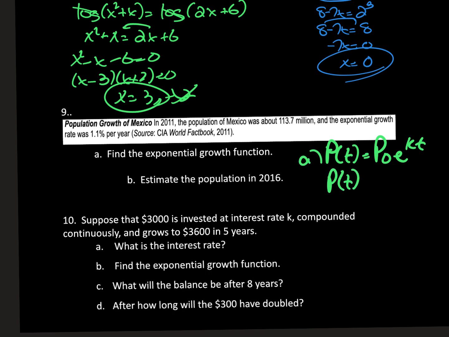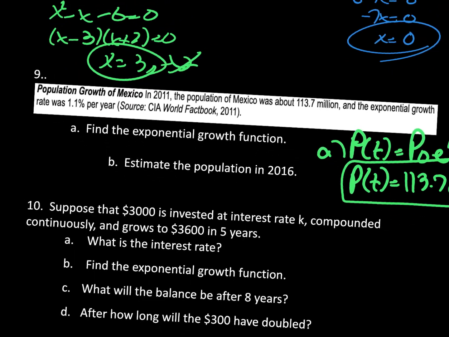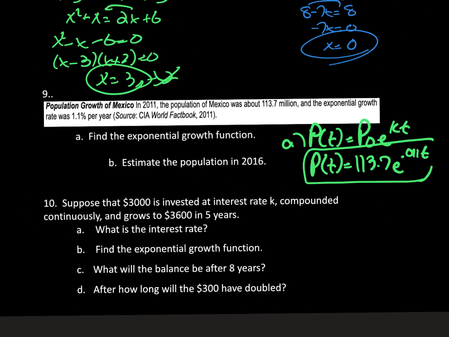So I'm going to say, okay, the initial population was 113.7, remember that's million, equals the rate is 1.1%. So I'm going to change that to 0.011 and then t. Okay, so that's the answer to part A. That's the function right there. And then part B, just going to want you to use that function. So what was population in 2016? Well, we started in 2011, so 2016 is 5 years later. So I'm going to put 5 in for that time.